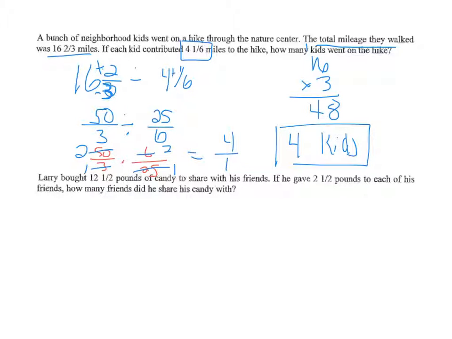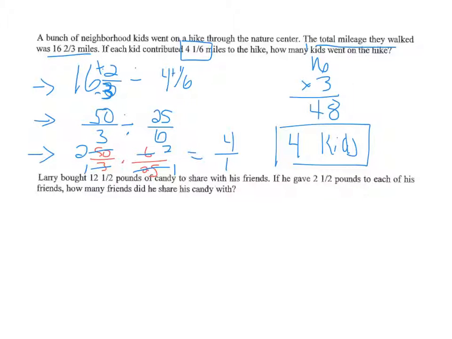So we wrote our division problem. We changed it to improper. We simplified. We changed it to multiplication by multiplying by the multiplicative inverse or reciprocal. Then we simplified and multiplied.